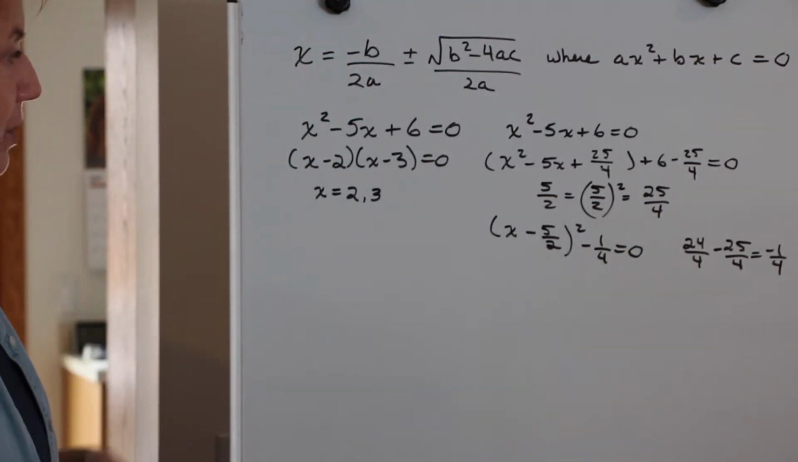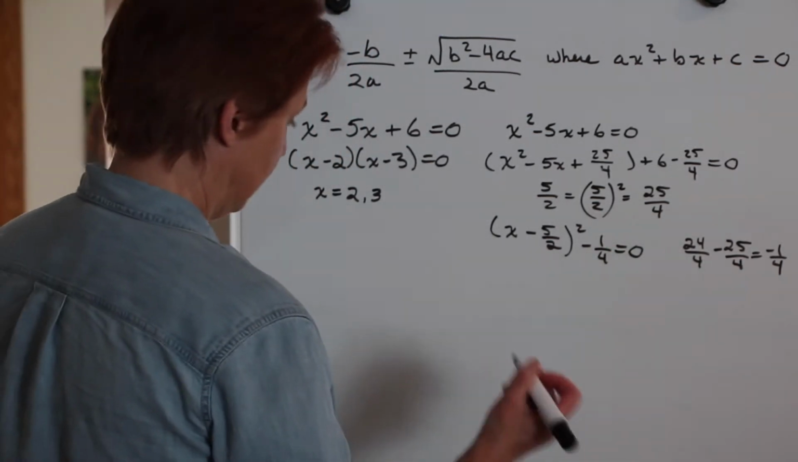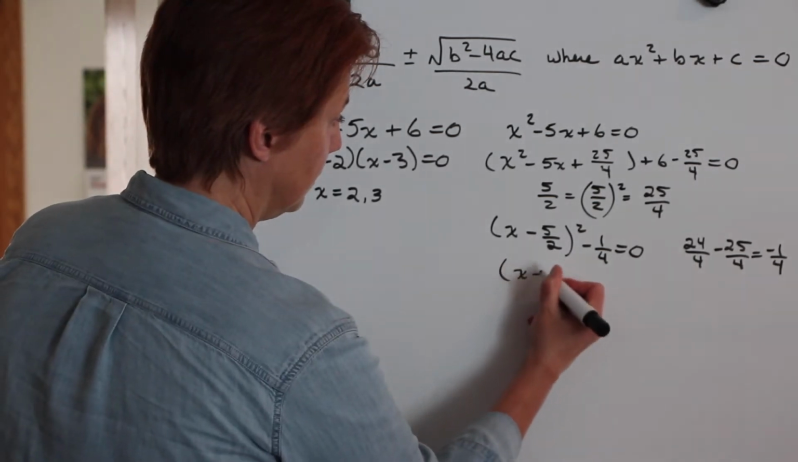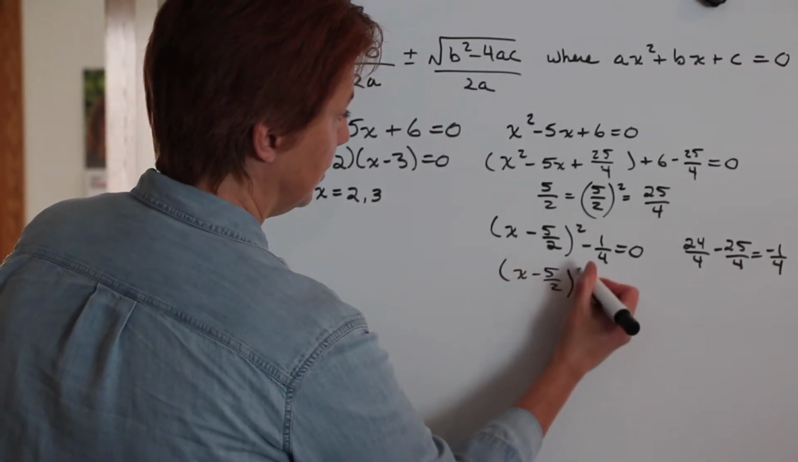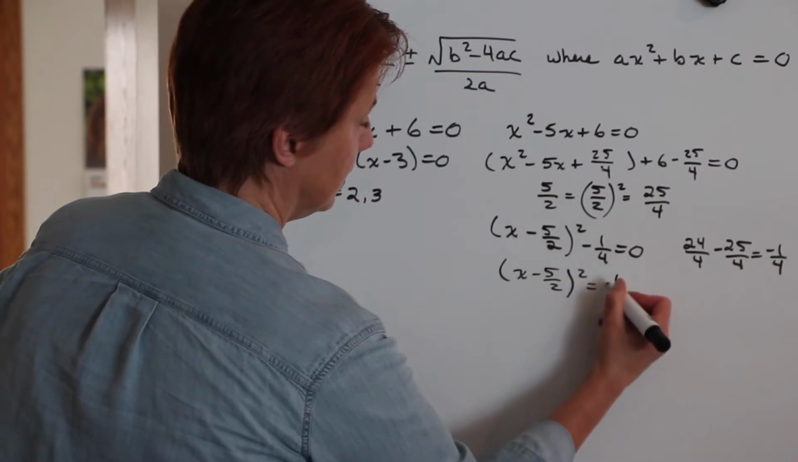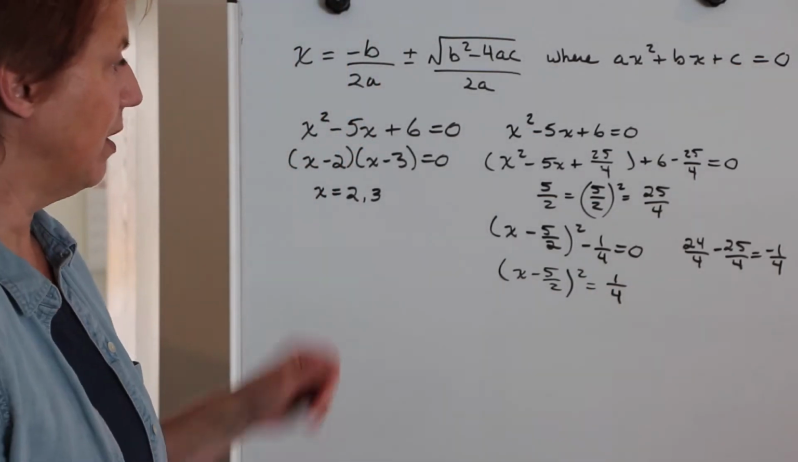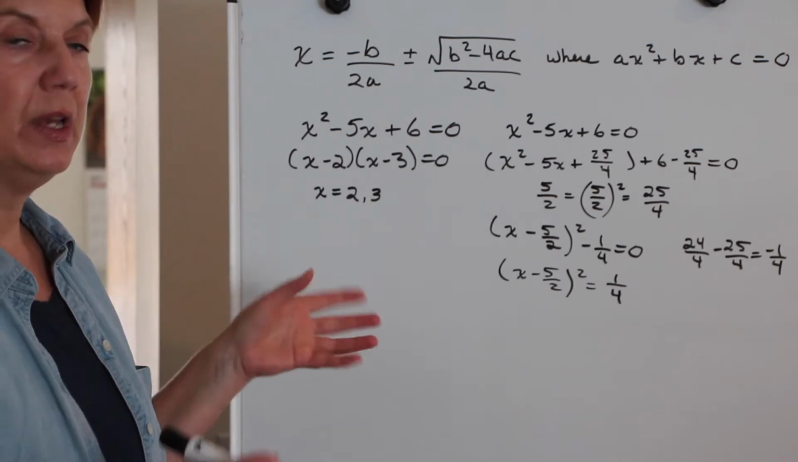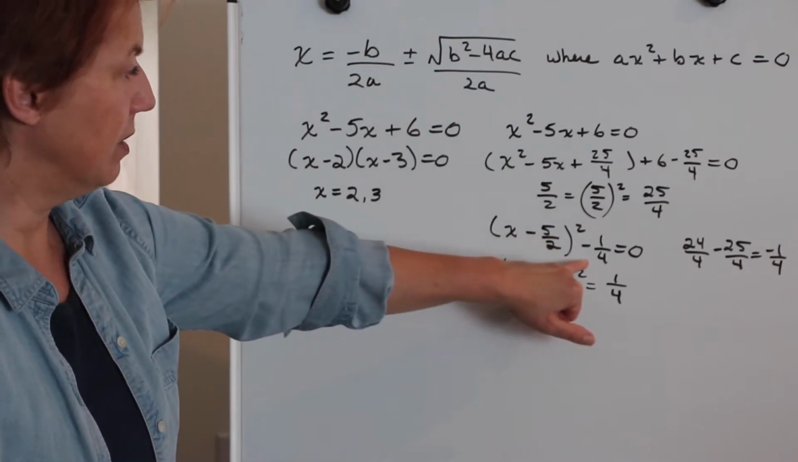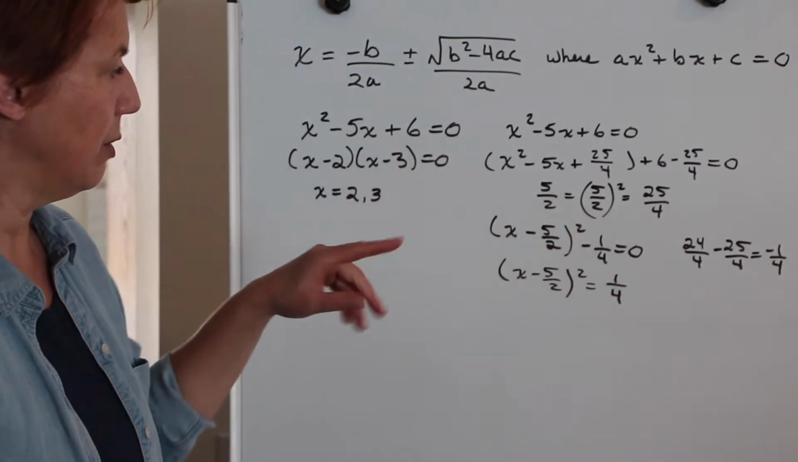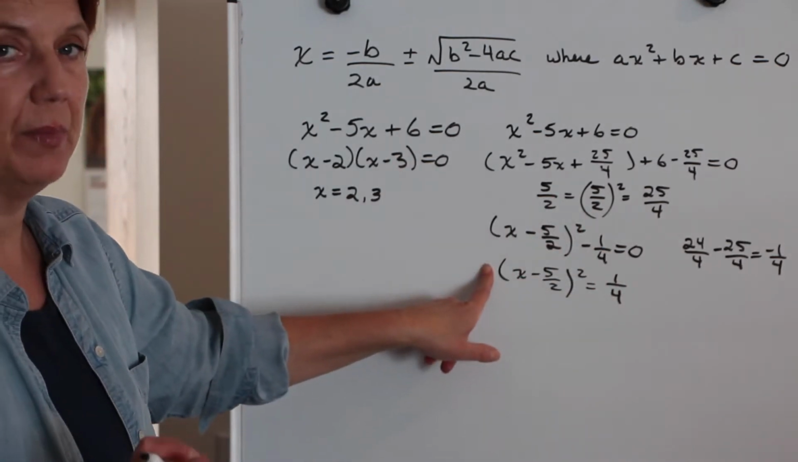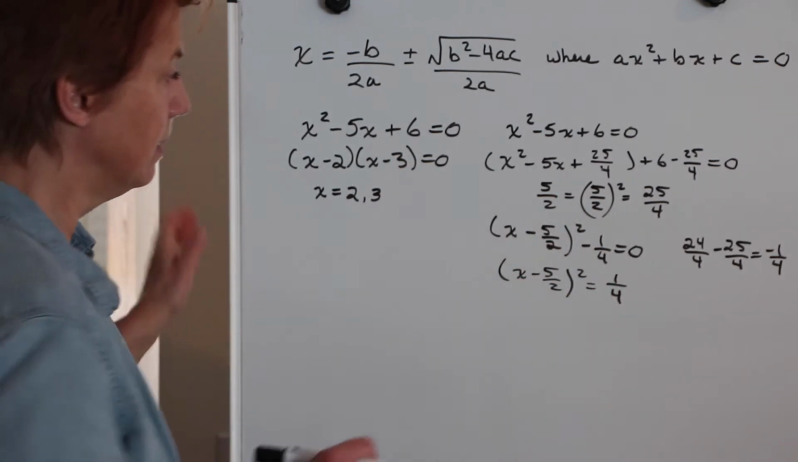Okay, so now we have the completed square form. Now to solve from here, what we do is we move this to the other side. This is how we solve by completing the square. You get the completed square form, you move the constant to the other side, and then you square root both sides, dividing out any number that might be in front here. We don't have one in this case.